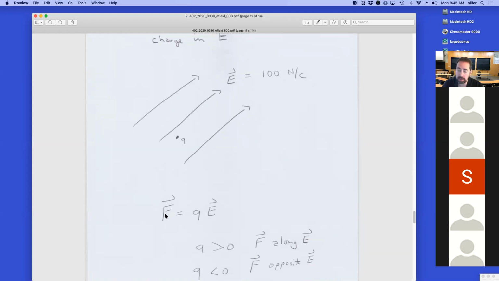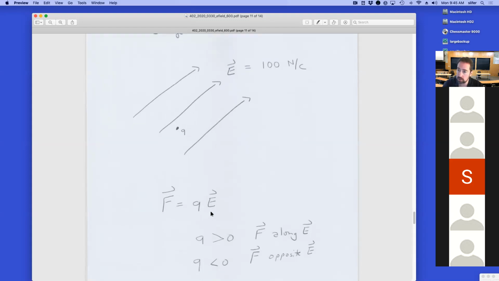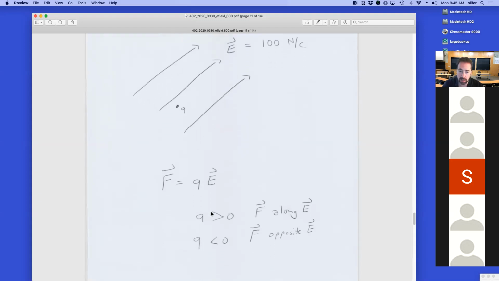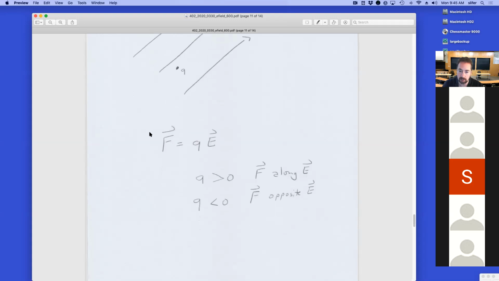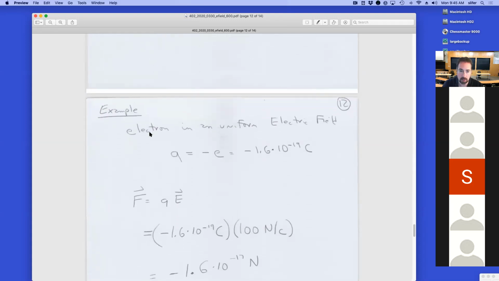Well, I have this formula here. The force on this charge Q is equal to Q times E. That's the definition of what the force in an electric field is. And I know that if the charge is positive, it's going to move along the electric field lines. If it's negative, it's going to move opposite the electric field lines. So let's make this a little bit more specific.